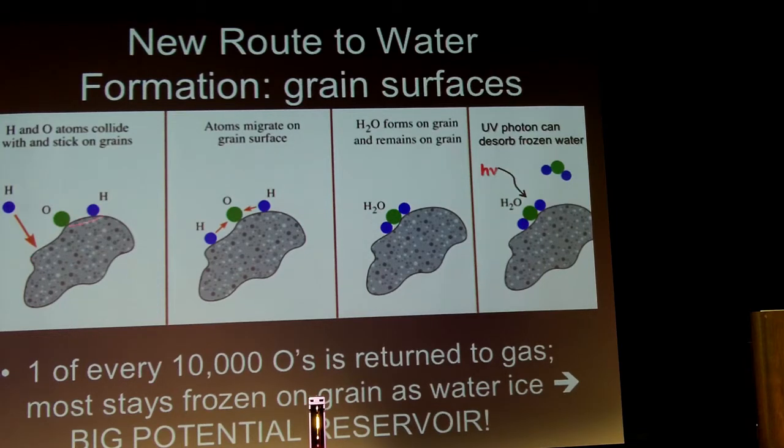You get oxygens and hydrogens to stick to the surfaces of cold dust grains, and when other hydrogens come along, they bond with the oxygen, make water, and you can even have starlight come along and knock some of these off back into the gas phase. So the prediction of this particular model is that you get about 1 in 10,000 oxygens returned to the gas, and 99.999% of the oxygen is water, but it's frozen on the grains. Not a place where we could look with this particular satellite.